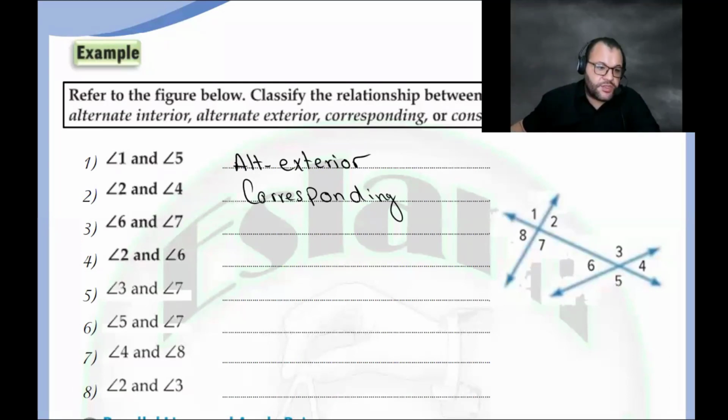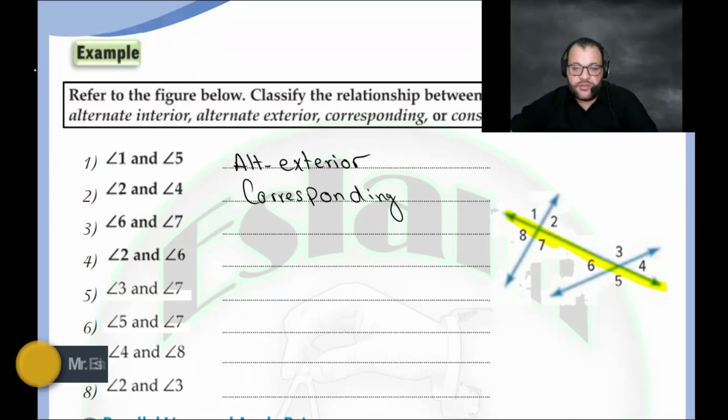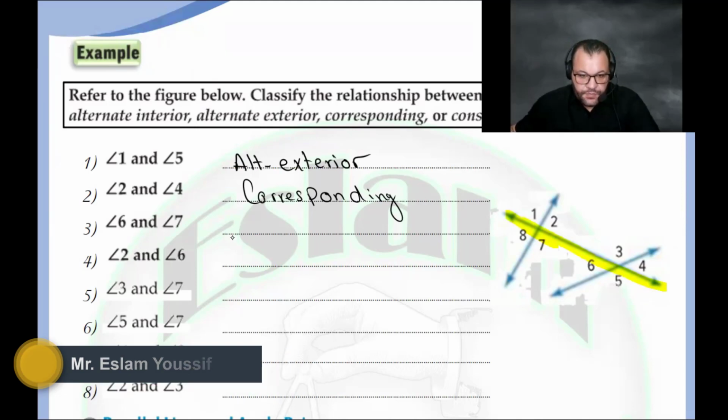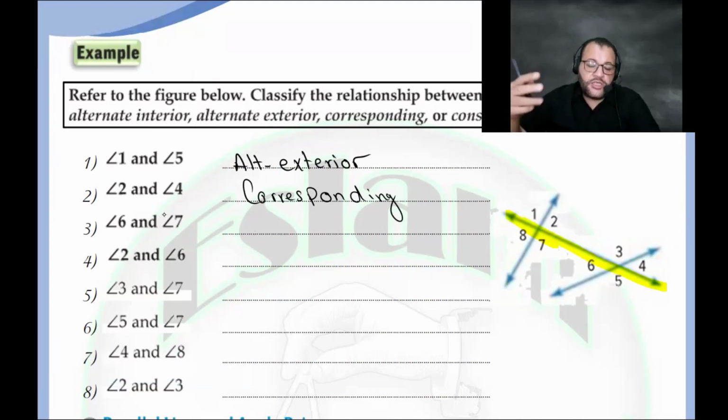What is the transversal? That is the transversal. Do 6 and 7 lie in two different sides of the transversal? No, they lie on the same side of the transversal. So we can say that they are corresponding or consecutive interior. Consecutive interior. They lie on the same side of the transversal, and both of them are interior, so it will be consecutive interior.